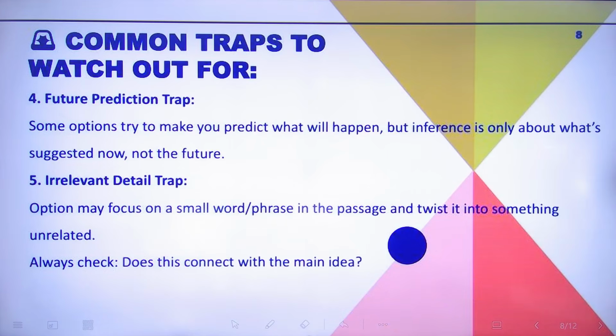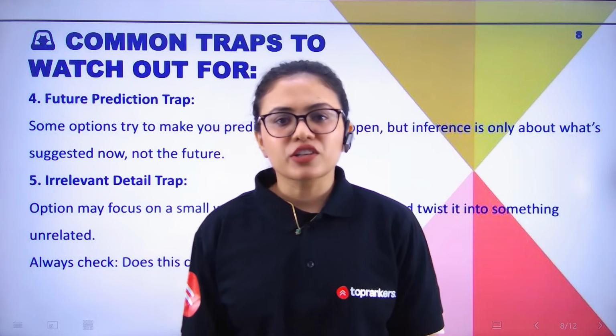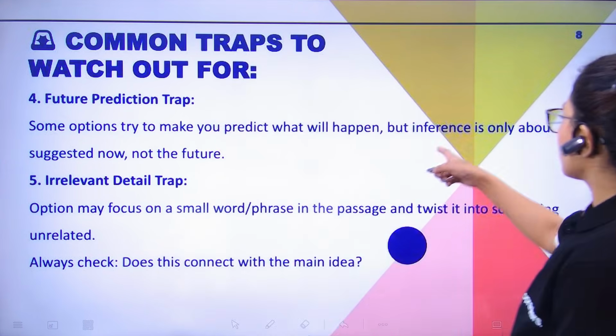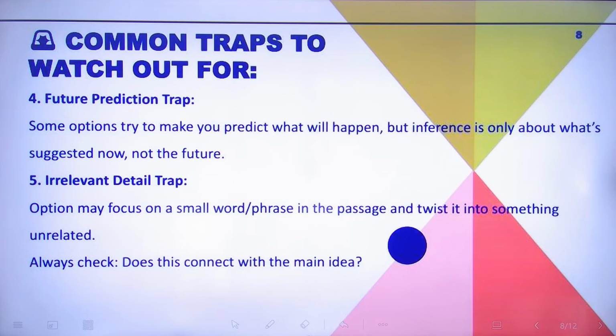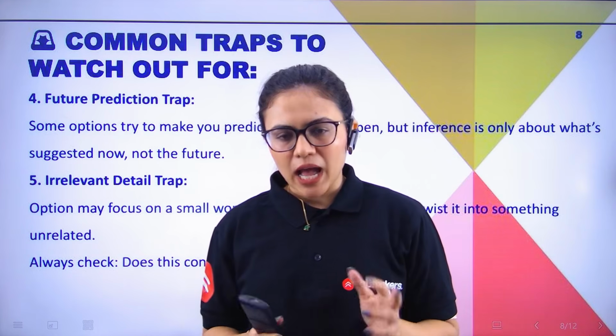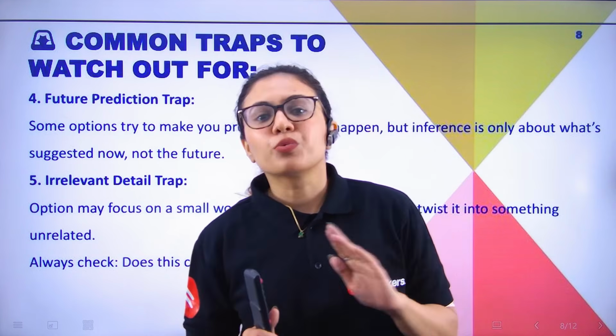Future prediction trap. Always remember that some options might be a prediction or a mirror to the future, but inferences, as you can see, are only about what's suggested now, not the future. So wherever you see a prediction in an inferential question, that is one option to be eliminated right away.